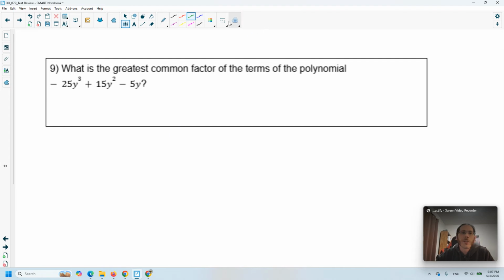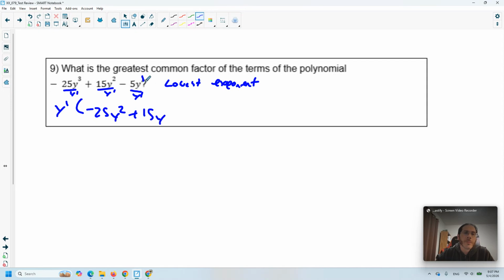For 9, we have to get the greatest common factor. So the idea here is to first look at the variables and see what the lowest exponent is. So we can see that the lowest exponent is this y to the first. So we're going to GCF that out. So we're going to take out a y to the first on all of them. To do that, we're dividing everything by y to the first. So 3 minus 1 is going to be 2, so negative 25y squared. 2 minus 1 is going to be 1, so plus 15y. And then 1 minus 1 would be 0, so minus 5.